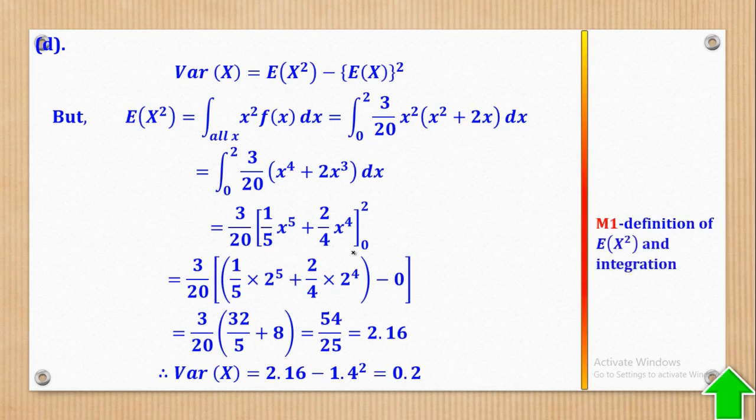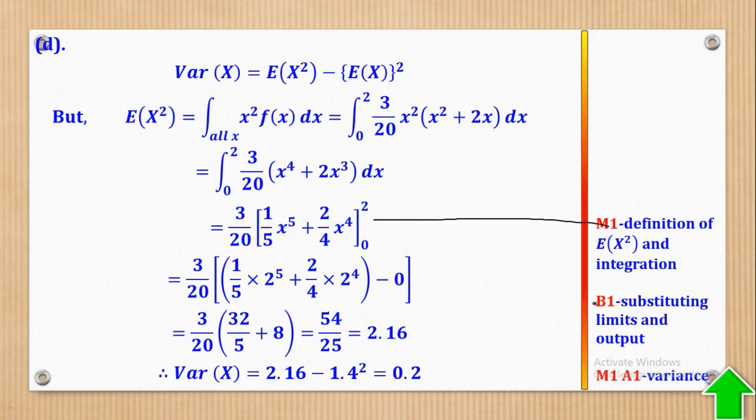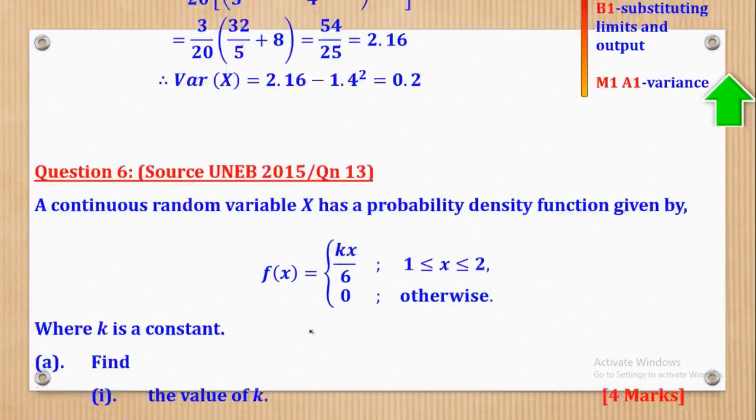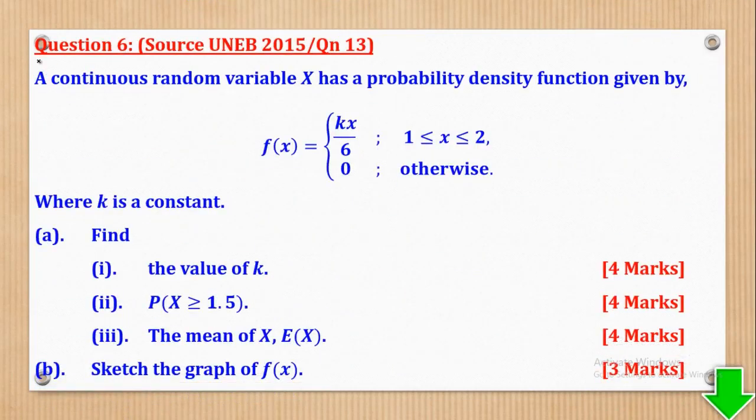Now let's see how marks can be awarded. So M1 for definition of E(x squared) and integration, so given at that step. B1 for substituting limits and output. Then M1 for the substitution, and A1 for the final answer, which is required. So that was question 5. Now we shall go to question 6.